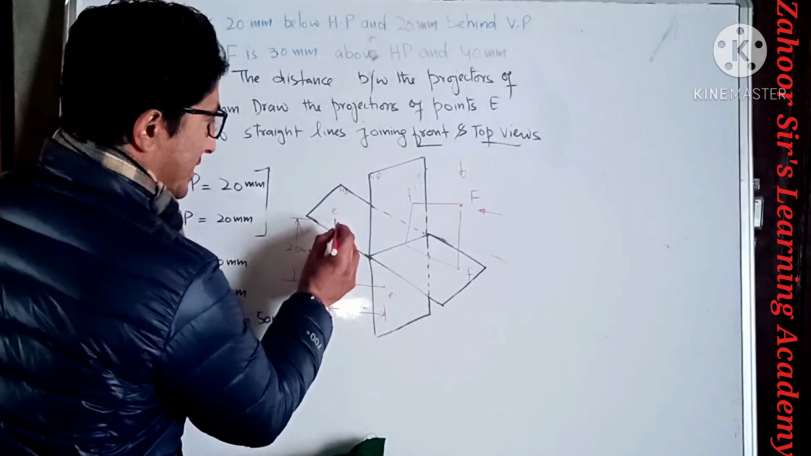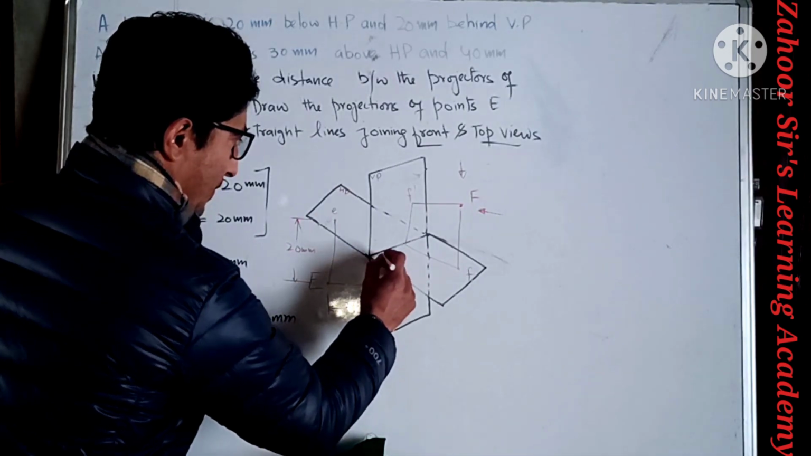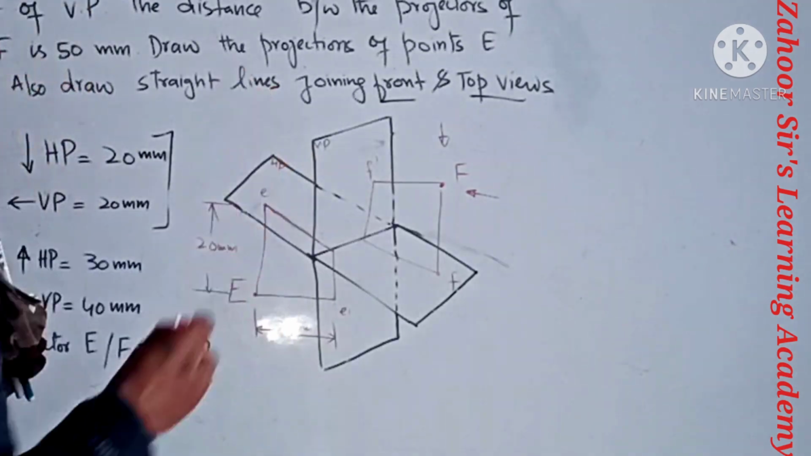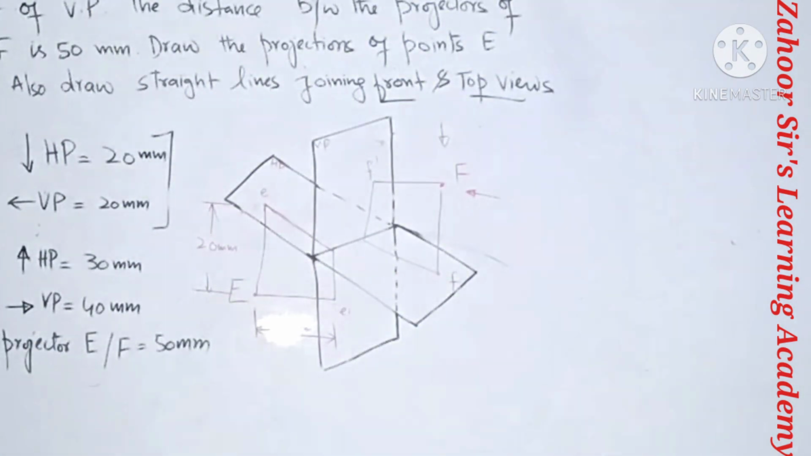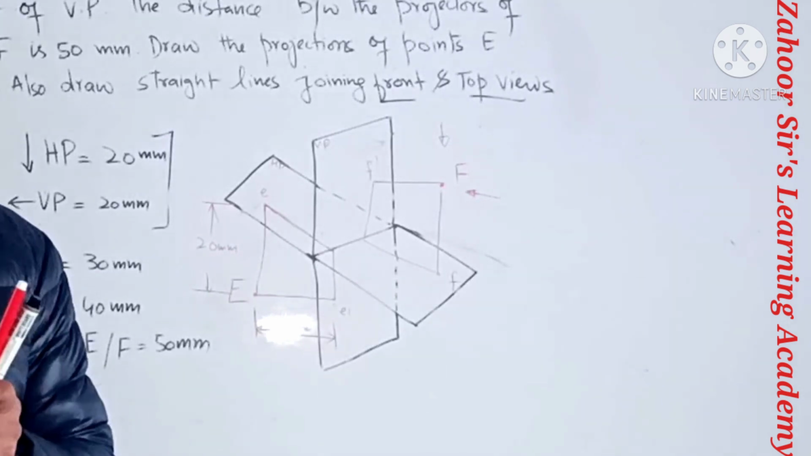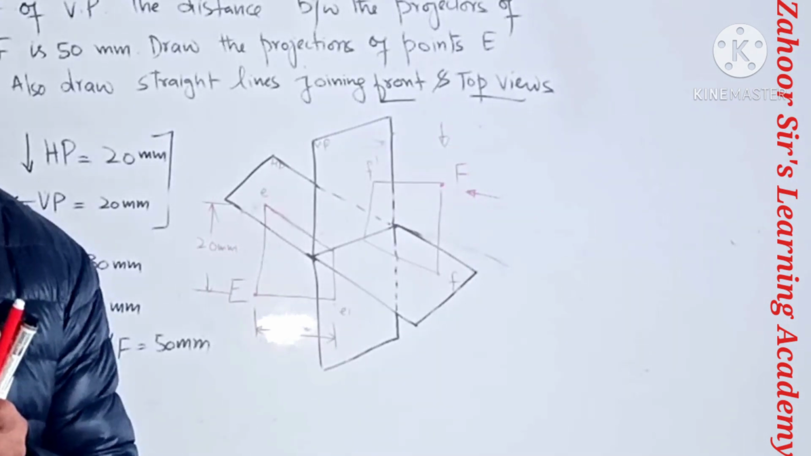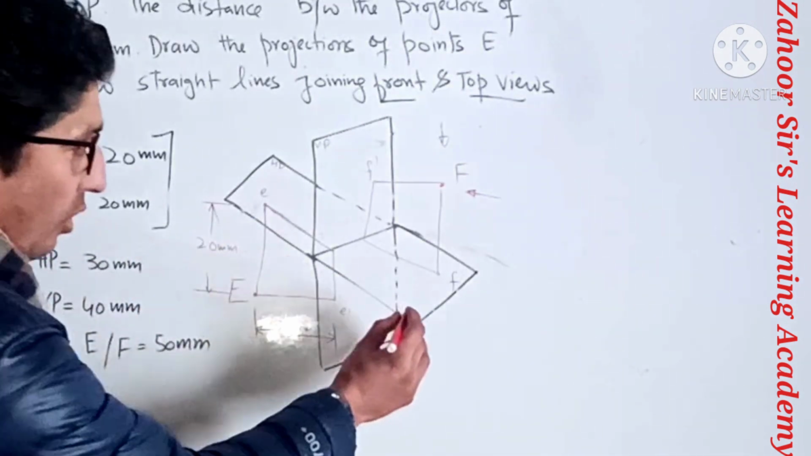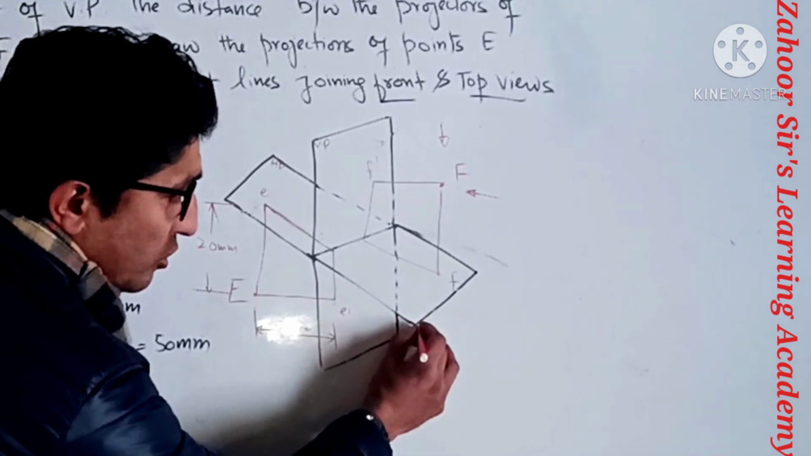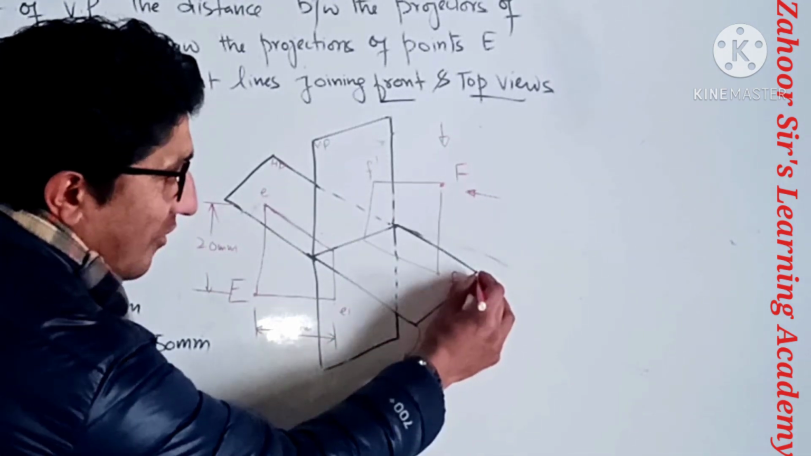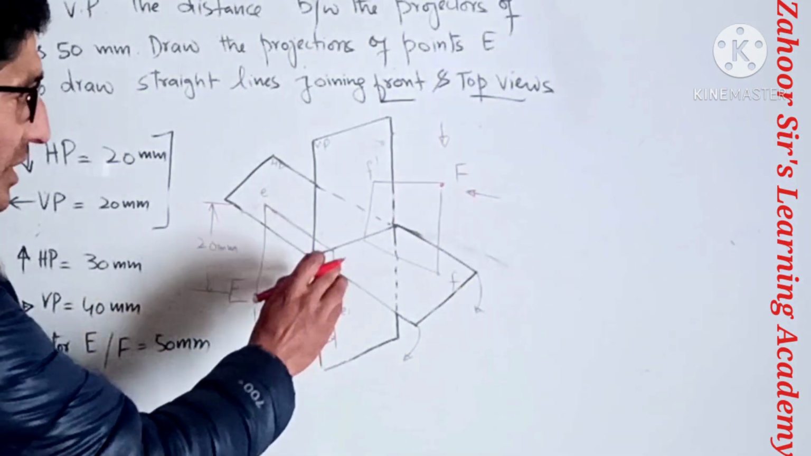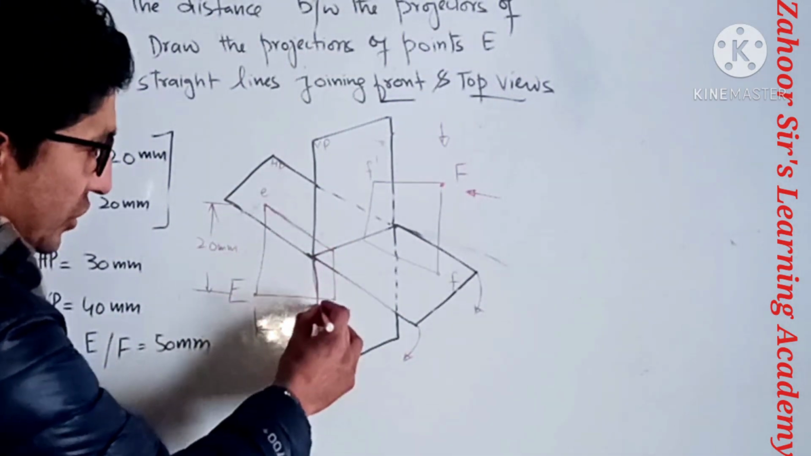So this, and same, this goes like this. Now what we have to do next, that is very important, is to rotate the horizontal plane. This horizontal HP plane needs to be rotated in the clockwise direction. If we rotate it clockwise, it will take this position.